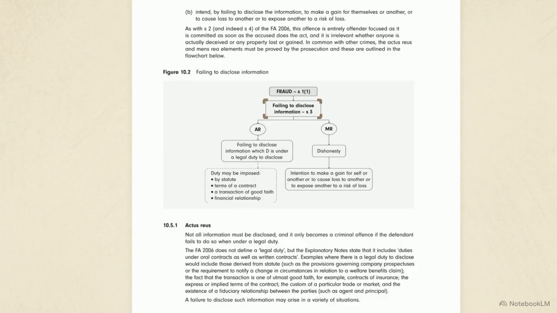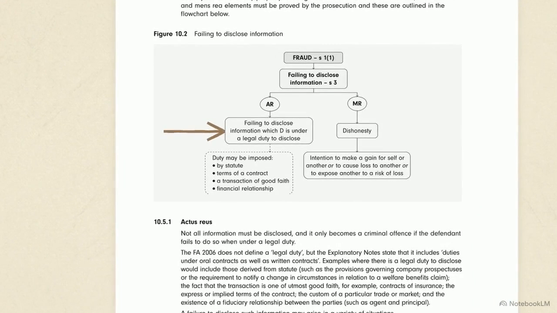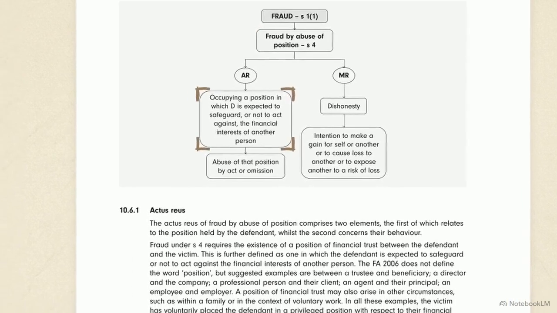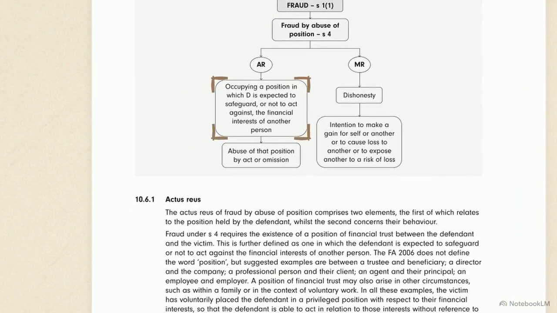Figure 10.2 outlines Section 3, failing to disclose information. The actus reus shifts to omission. Silence is only criminal if a strict legal duty to disclose exists, like in insurance contracts or statutes. A moral obligation to speak up is insufficient. Section 4, fraud by abuse of position, applies when a defendant occupies a position where they are expected to safeguard the financial interests of another.